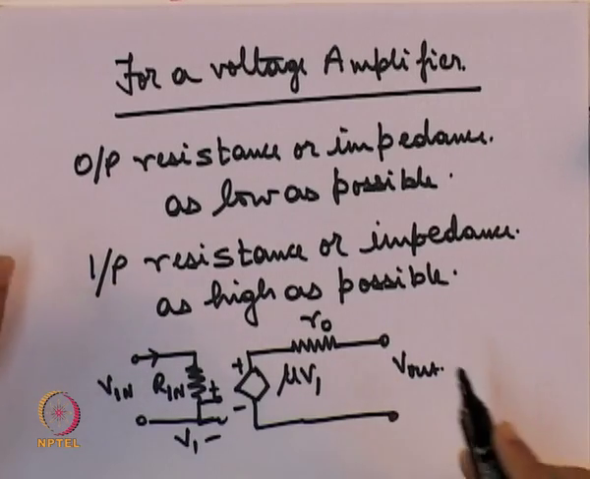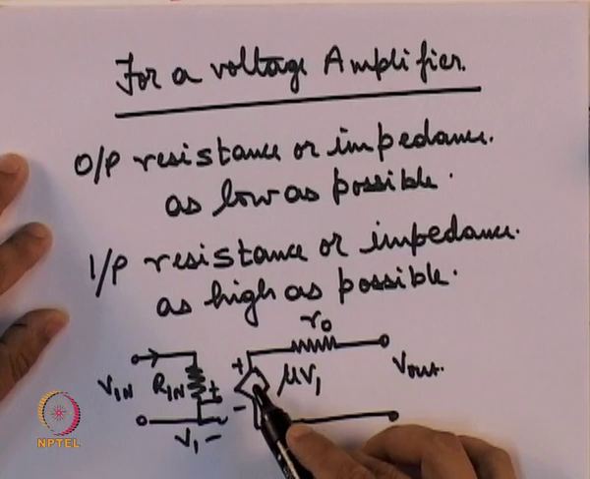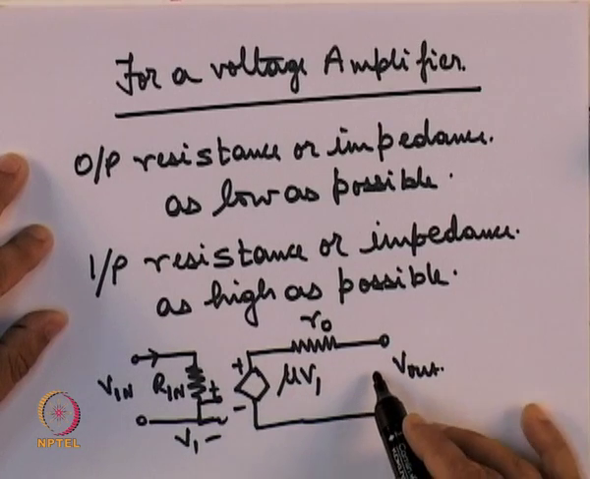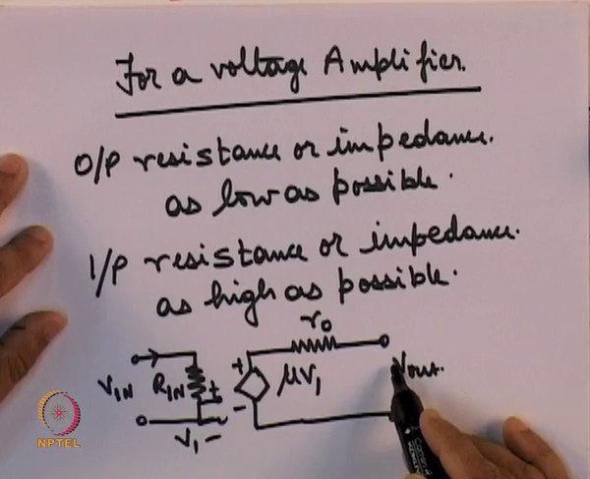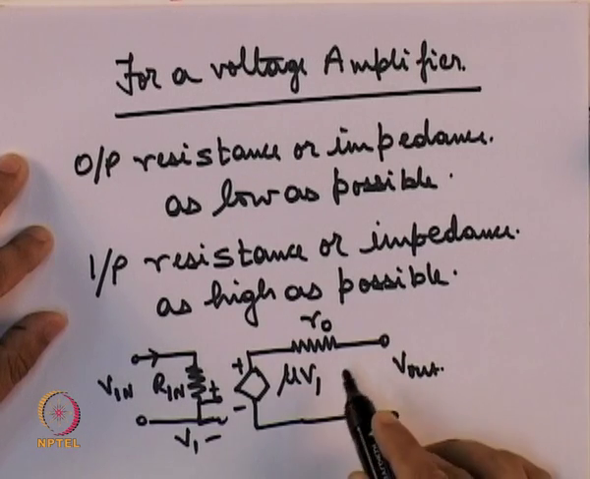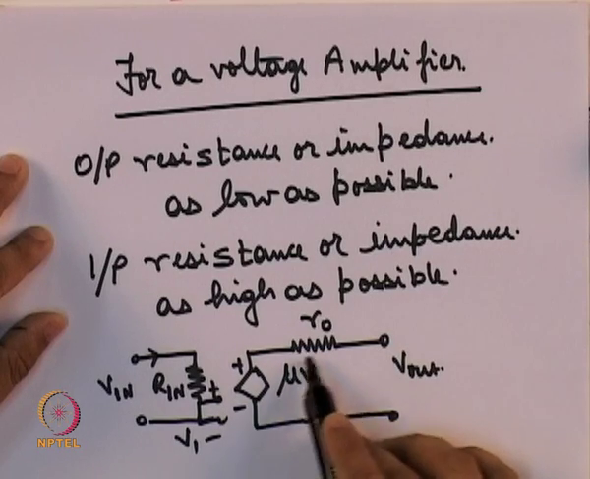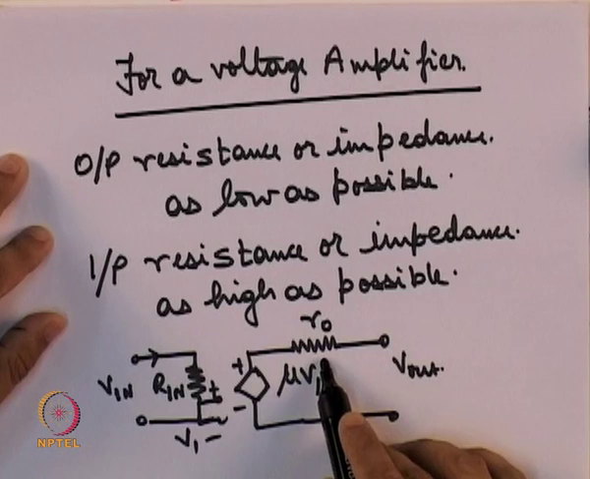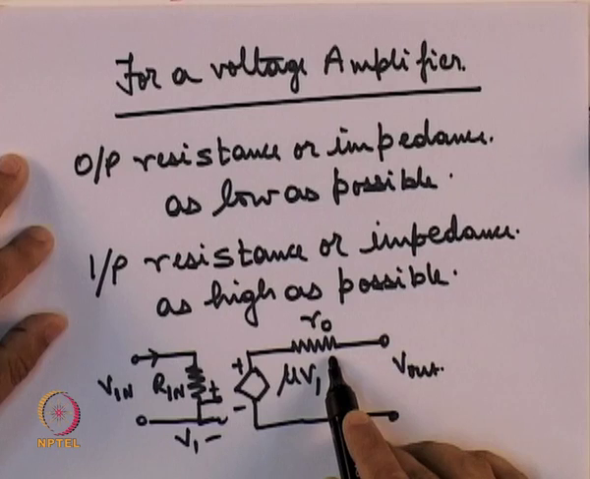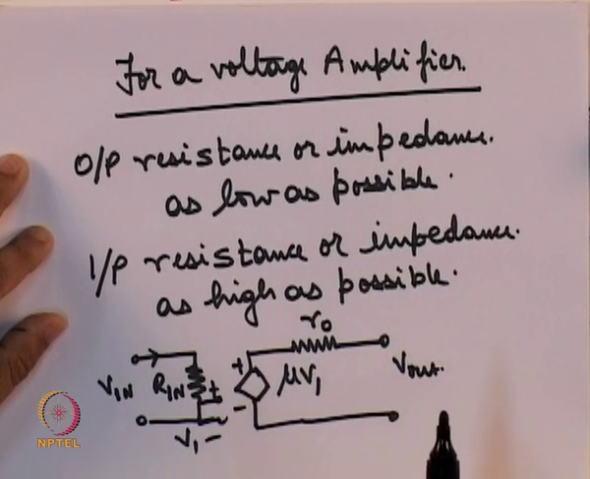For the output, however, the scenario is different. Here we want this mu V1 to appear completely at the output. So, to appear completely at the output, it should face as little potential drop across this R0 as possible. In other words, this R0 should be as low as possible.